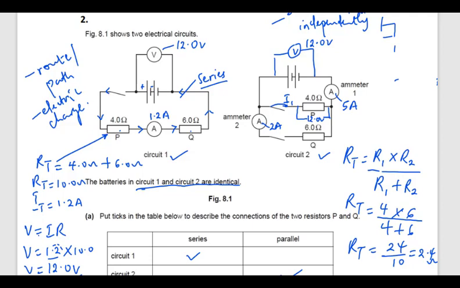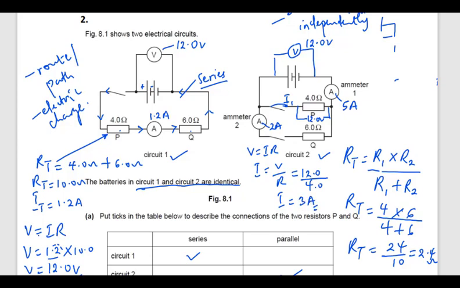Let's call it I1. From Ohm's law, voltage equals current times resistance, so current equals voltage divided by resistance. The voltage is 12.0 volts and the resistance is 4.0 ohms. So I have 12.0 divided by 4.0, and if I divide that, it will give me 3 amps.